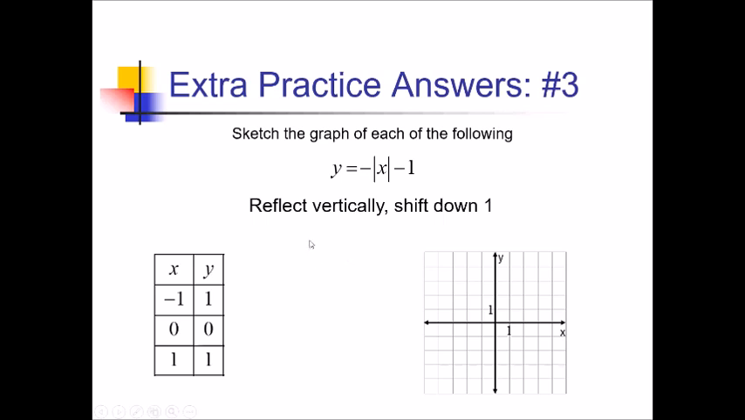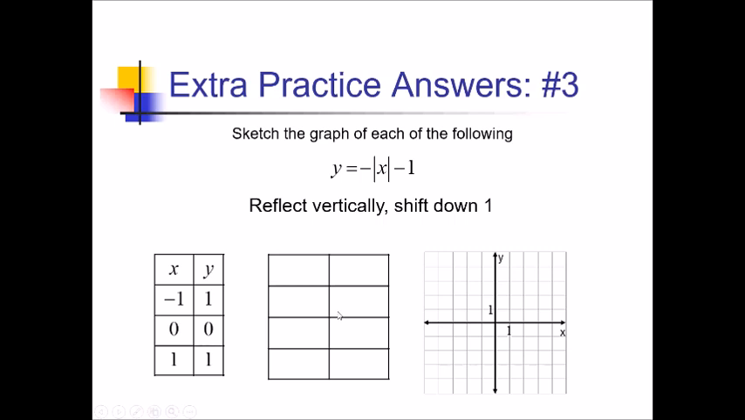So incorporating a vertical flip and shifting down 1 into my table of values, this is all happening to y values, so the x is just going to stay the same. I'm just going to rewrite x here. But for the y values, now if I'm reflecting vertically, I'm multiplying all the y values by negative 1, so I need a negative y, and then shifting down 1 means I have to subtract 1. So negative y minus 1.